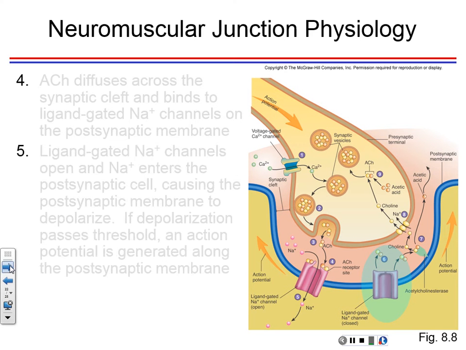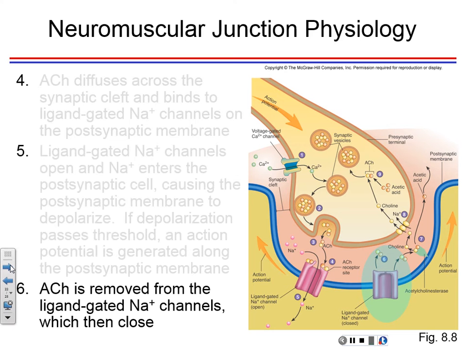All right? So once that happens, we've reached our threshold, right? We don't need them anymore. We don't need the ligand-gated channels anymore because there's only a few of them anyway on the motor end plates. So number 6, we shut them down, and the acetylcholine detaches from the receptor, and then it closes.